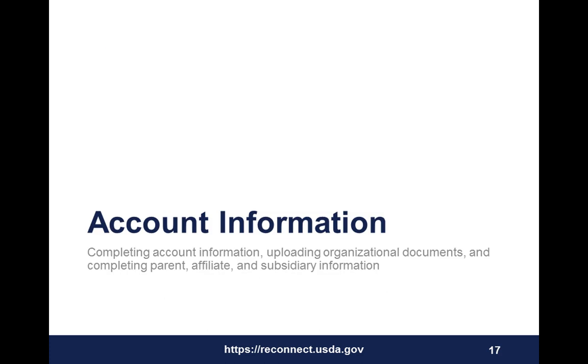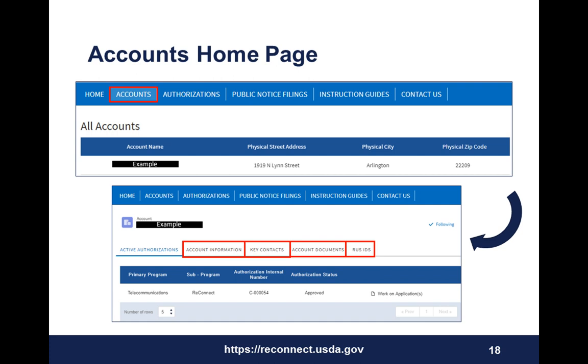Once the ARR request has been processed and approved, it's now time to enter account information into the ReConnect application system. To get started, enter and update the account information fields by selecting the Account Header tab, then the account name hyperlink as shown on the slide. As you can see, there are multiple tabs on the home page which allow applicants to manage account information, key contacts, documents, and RUS IDs.